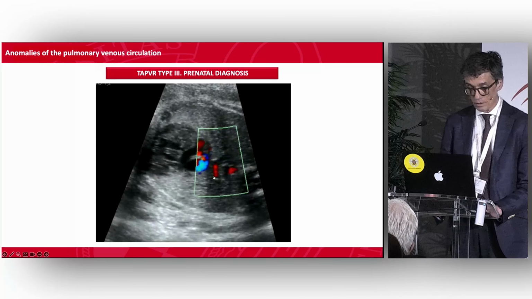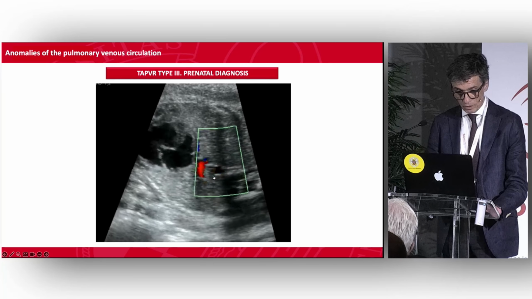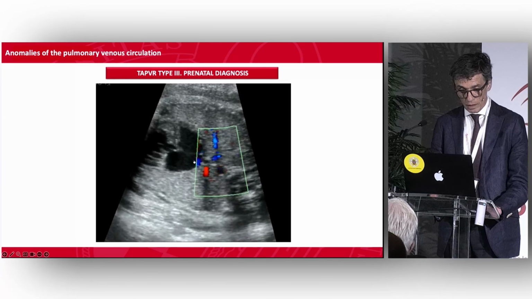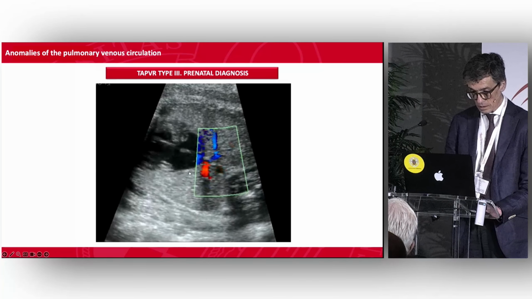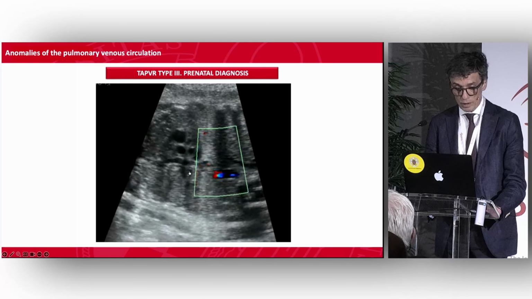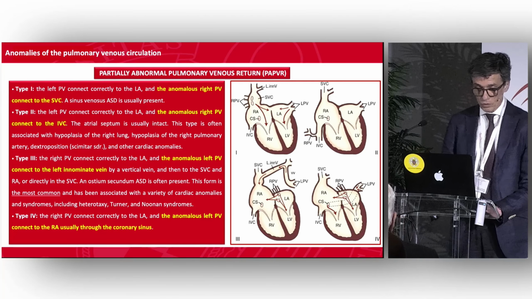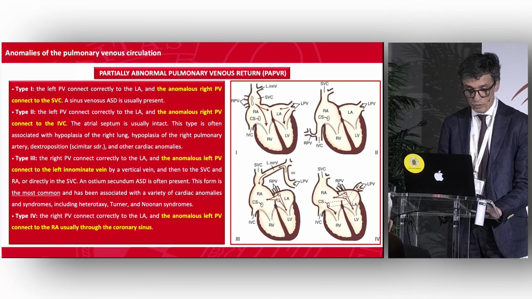So this is another example of type 3 totally abnormal pulmonary venous return. There is no vein entering in the left atrium, as you can see nicely in this video clip. This is our example of totally abnormal pulmonary venous return. We have also the partially abnormal pulmonary venous return.